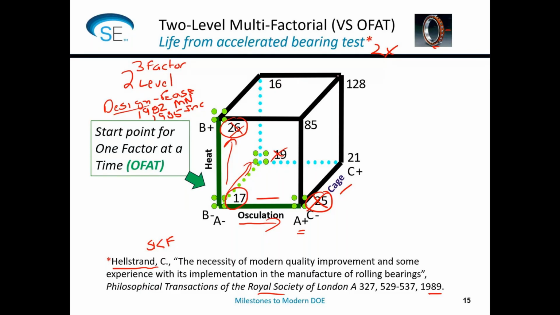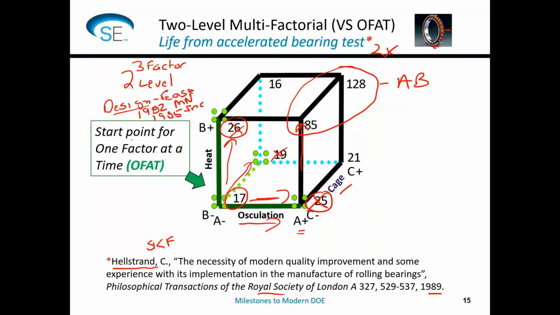Now, obviously, you're looking at this, Mark, if you would just look up over here, you've got this depiction of a full 3-level design in the cube here, and it's pretty clear that if we were to change the oscillation to the high level at the same time doing the heat at the high level, that would give us our answer. And this is an example of a two-factor interaction. And this is what Hellstrand learned and went back and they did this two-level design and they solved the problem.